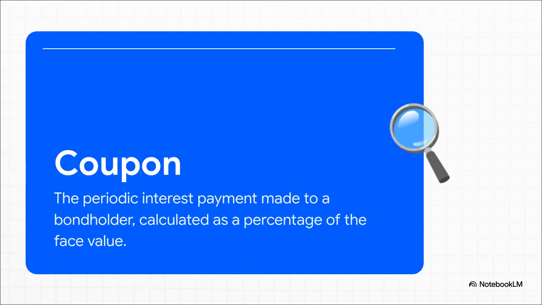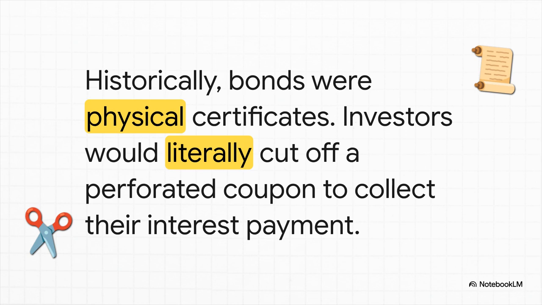That term, coupon, actually has a rather fascinating physical origin that speaks to the long history of finance. This tangible history explains why we still refer to a bond's interest payment as a coupon, even though the entire process today is overwhelmingly electronic.